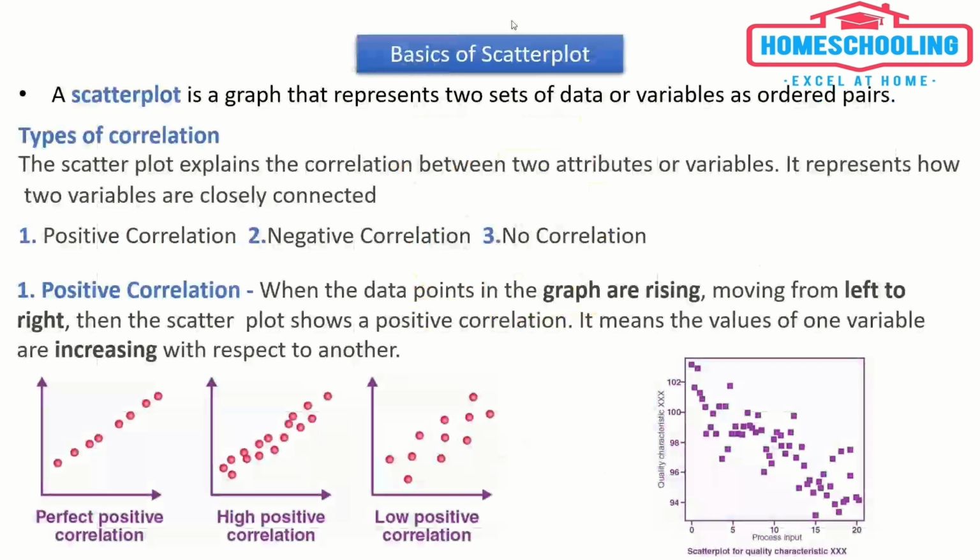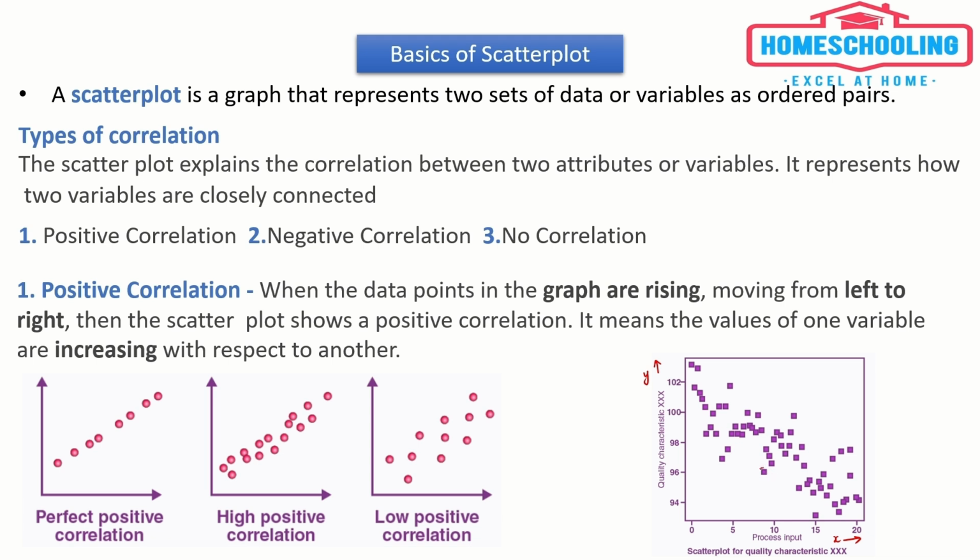Now, what is a scatterplot? Scatterplot is a graph that is used to represent two sets of data or variables. Now, as we can see here, this is our x-axis on which we have process input of a computer, and on y-axis, we have quality characteristics of a computer. And these dots are called data points.